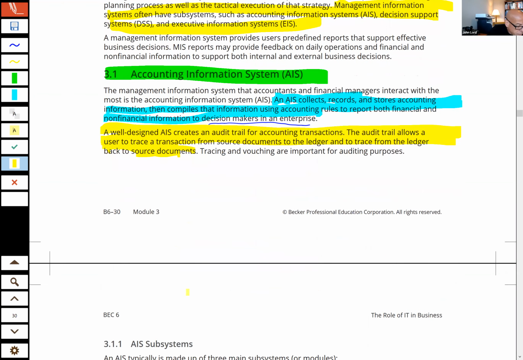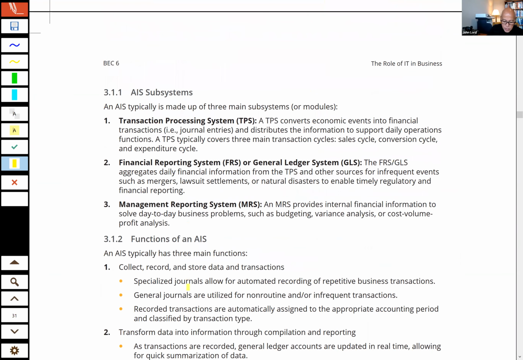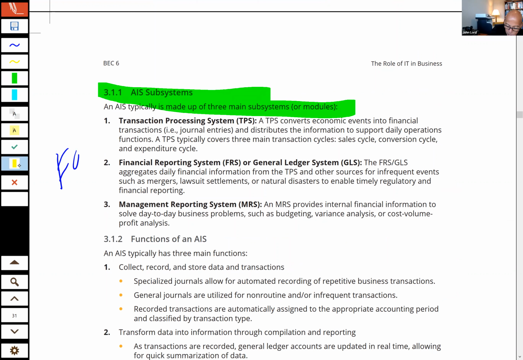Now we start to talk about accounting information subsystems, and let's flashcard the three main subsystems. So we have transaction processing, and it converts economic events into financial transactions, into journal entries, and distributes the information to support daily operations functions and also generate our external reports. A TPS typically covers three main transaction cycles: the sales cycle, the conversion cycle, and the expenditure cycle. Then we have our financial reporting system.